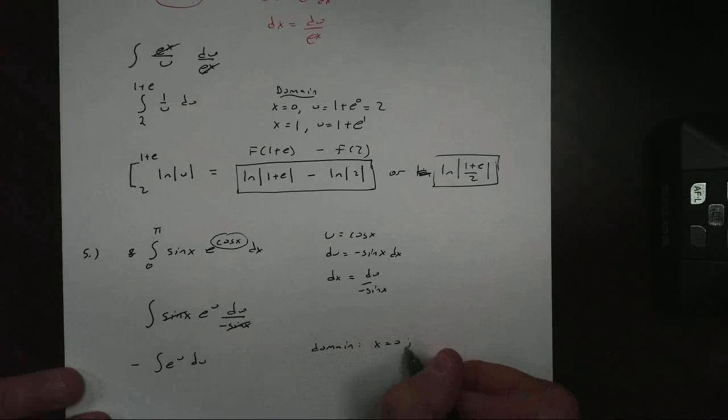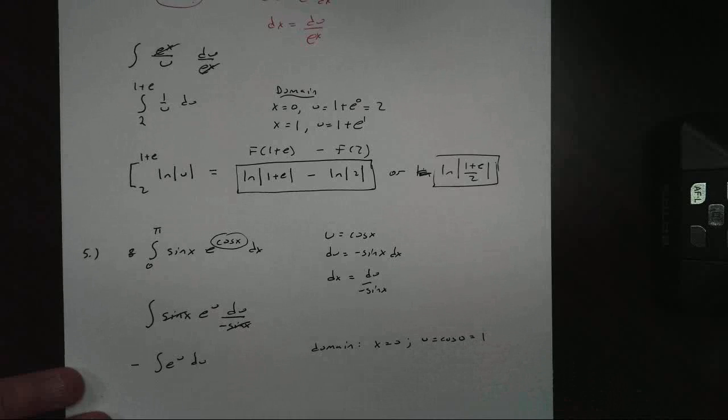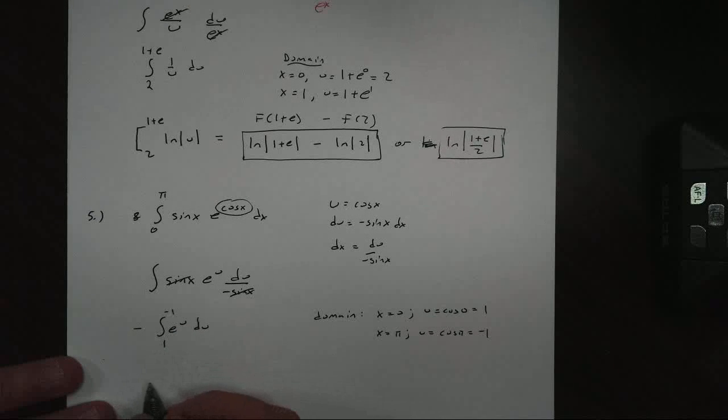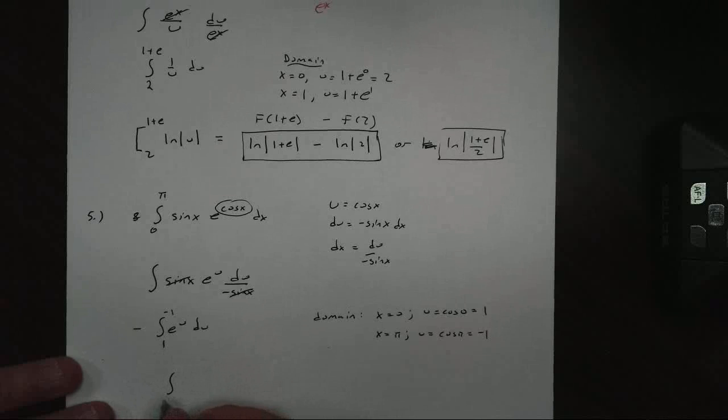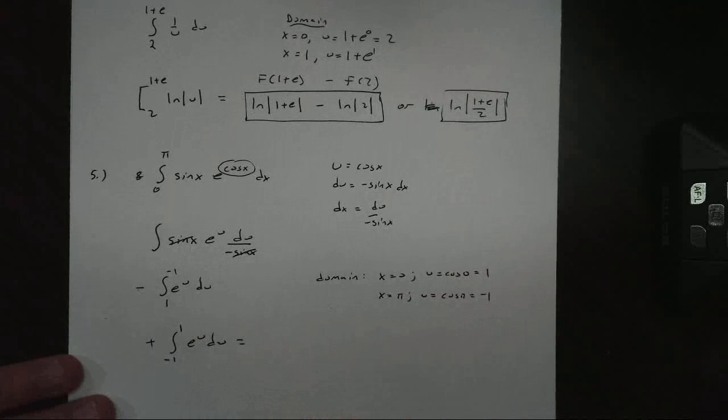When x equals 0, u equals the cosine of 0, which is 1. When x equals pi, u equals the cosine of pi, be careful, which is negative 1. So we'll go from 1 to negative 1. And now it's really kind of cool, I can use my rule to flip this and go from negative 1 to 1, and that's going to make that a positive e to the u du. Just one of our properties from earlier.